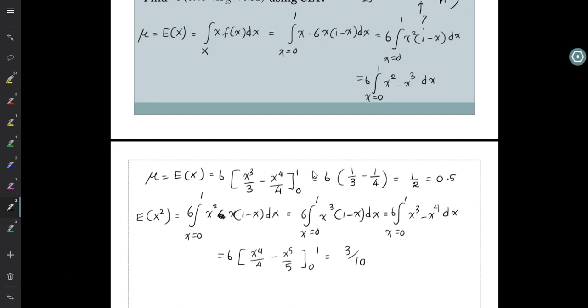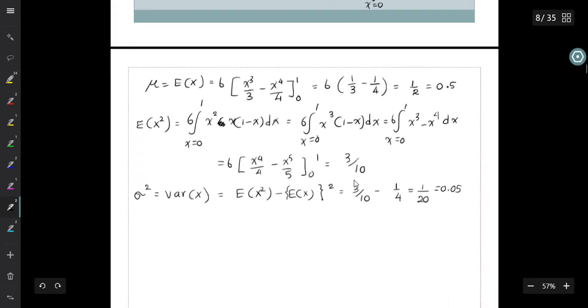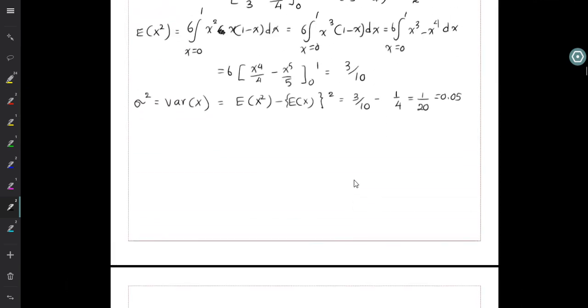Now using the first moment and the second moment, we can find the variance, or sigma square, using the computational formula E of x square minus (E of x) whole thing squared. We already have these numbers. E of x square is 3 over 10, E of x is 1 over 2, and its square becomes 1 over 4, and the answer will be 1 over 20, which is 0.05. Now let's apply the central limit theorem.